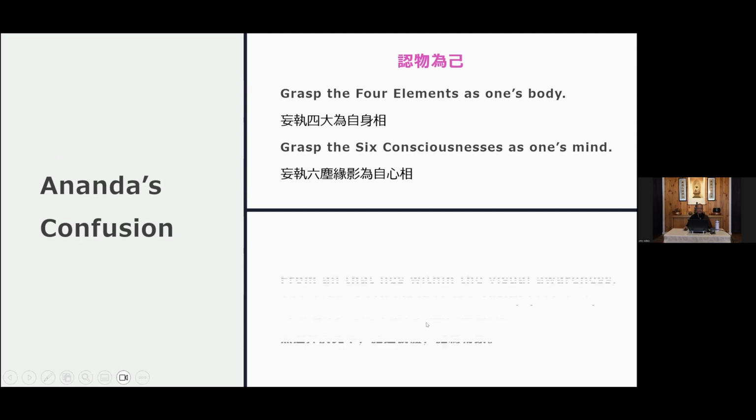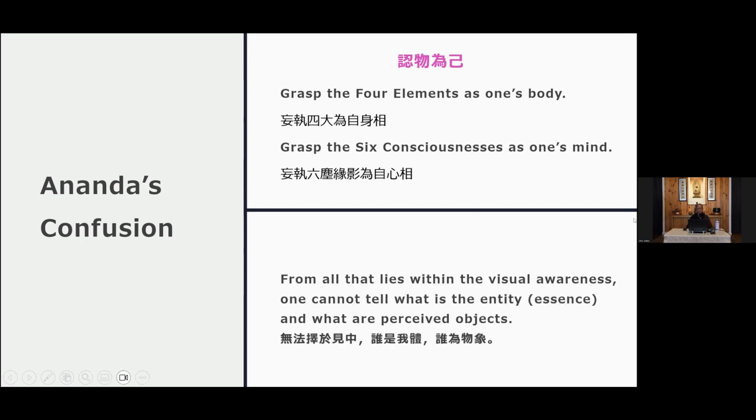Okay. The second confusion is this one: from all that lies within the visual awareness, from all you can see, one cannot tell what is the entity and what is the perceived object. That's called mistakenly thinking of yourself as objects. So these two are the common mistakes we have. We either mistake the object for ourselves, or we mistake ourselves for objects.